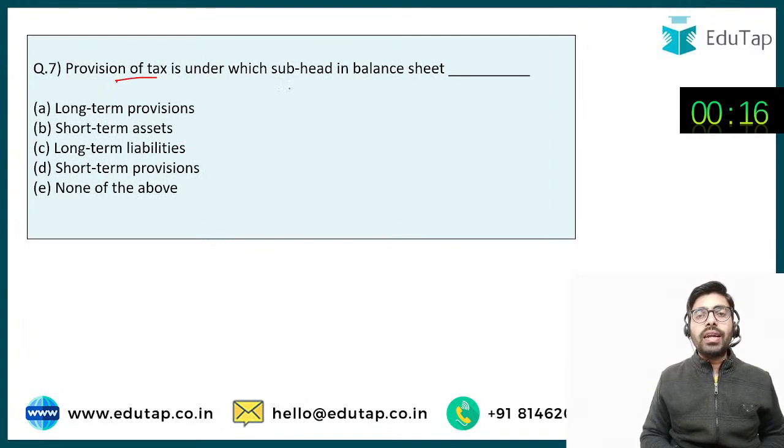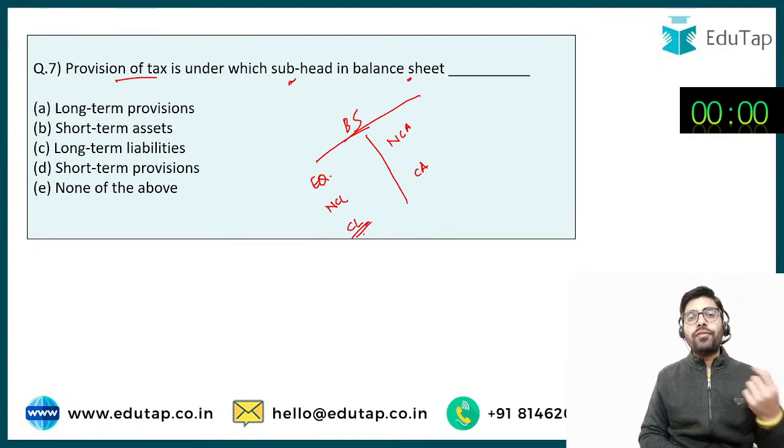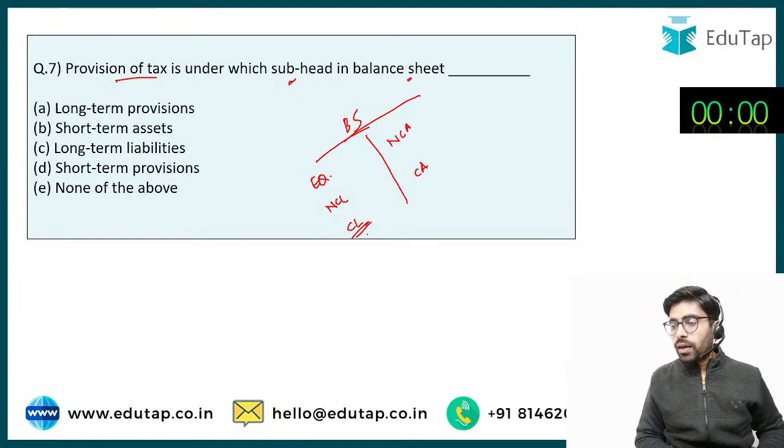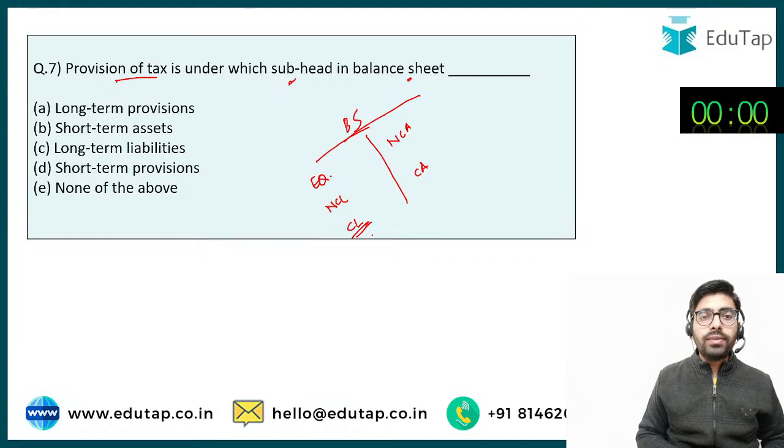Provision of tax is under which subhead in the balance sheet? So remember, the balance sheet is prepared as per Schedule 3 to the Companies Act. There is a specific format: non-current assets, current assets, equity, non-current liabilities, and current liabilities. And within the current liabilities and all these, we have different other items. I'm getting the answer as option number D from Sonia, Vinayak, Nilesh. Everyone is saying option D should be the answer. And again, you guys are absolutely correct.